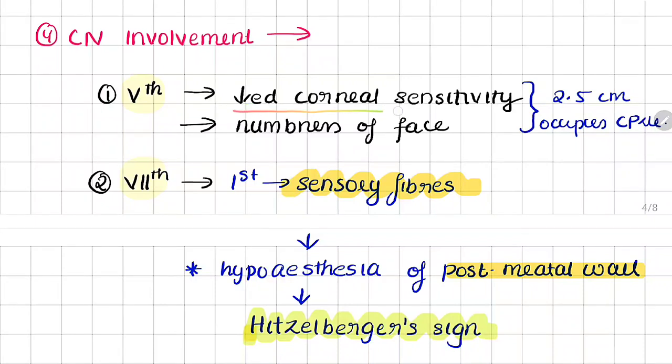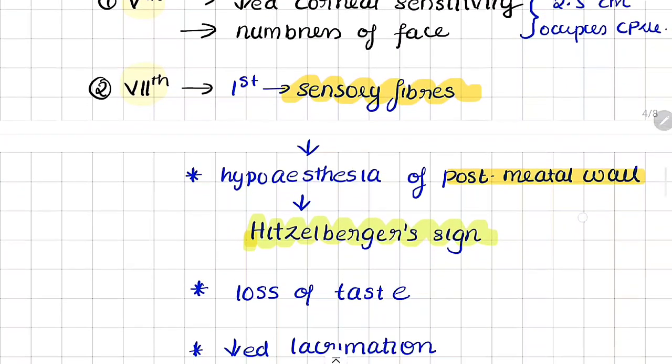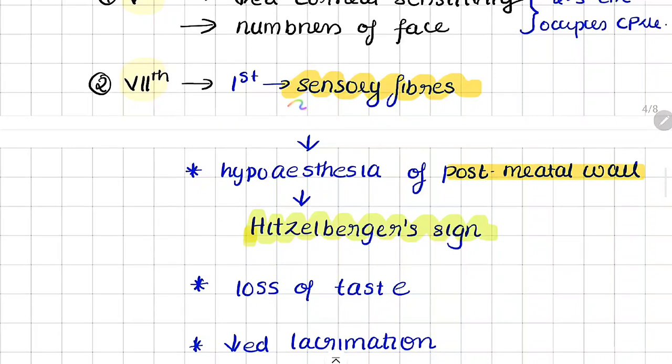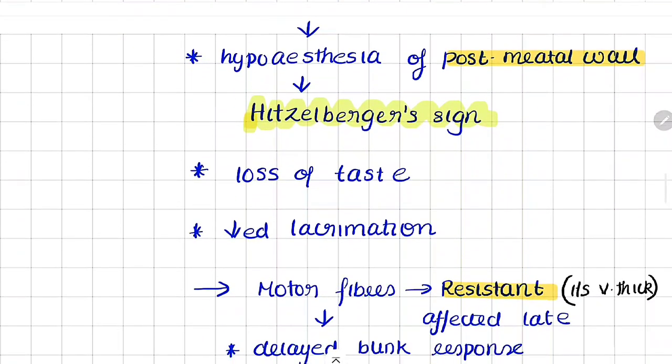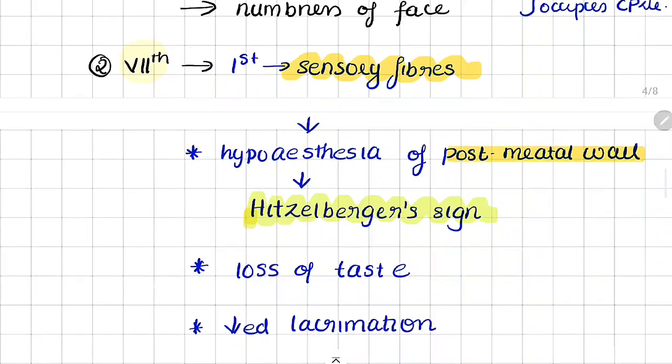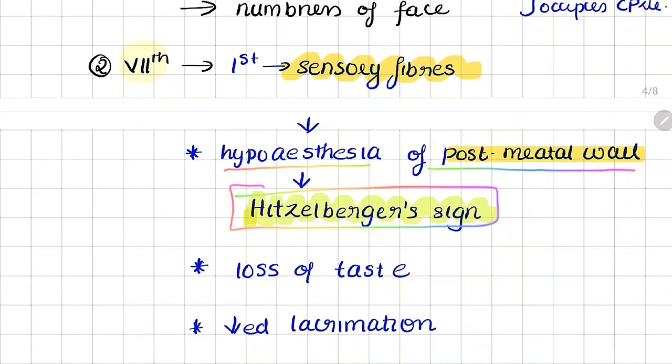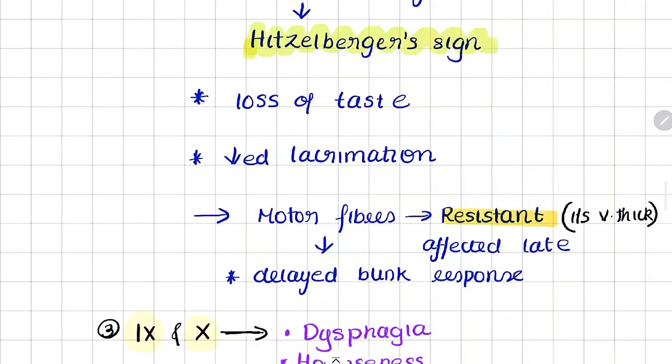Now coming to the cranial nerve involvement, the 5th cranial nerve is first to be involved, and it will cause decreased corneal sensitivity and numbness in the face. So this is when the tumor is 2.5 centimeter and occupies the CP angle. Now what are the 7th nerve symptoms? The very important thing to remember is that the 7th nerve sensory fibers are affected first. The motor fibers are resistant because they are very thick and are affected very late. So what are the sensory symptoms? First symptom is hypoesthesia of the posterior meatal wall, and that is known as Hitselberger sign. Then there can be loss of taste and decreased lacrimation.